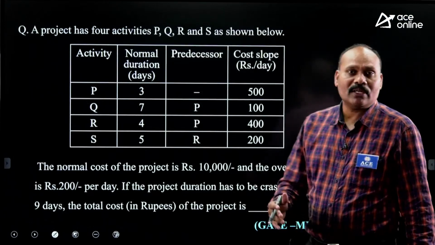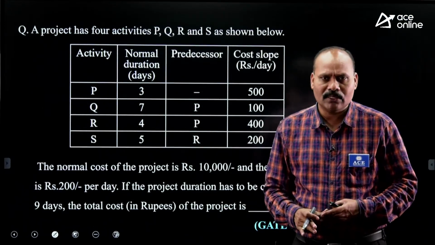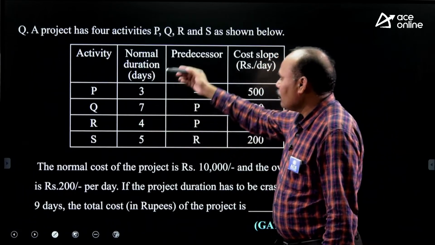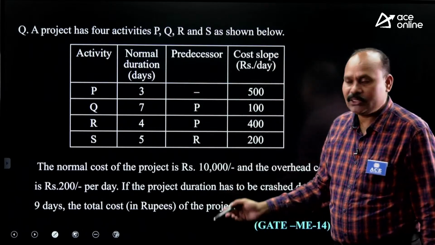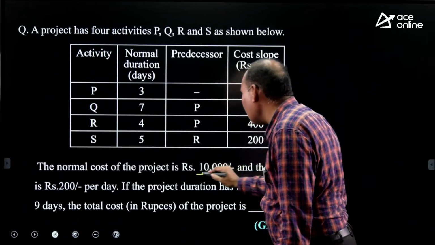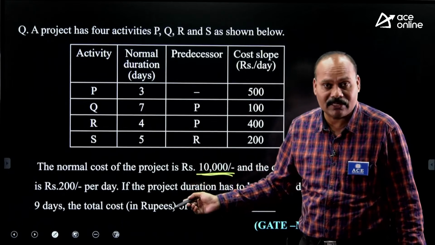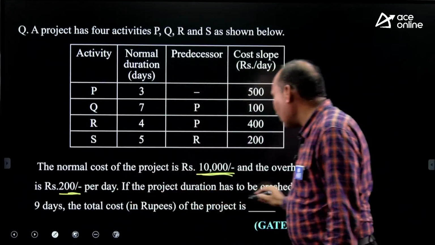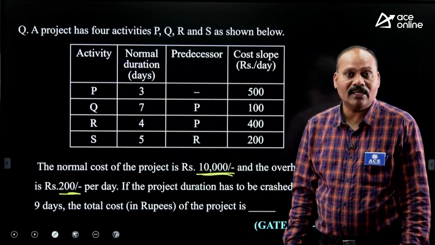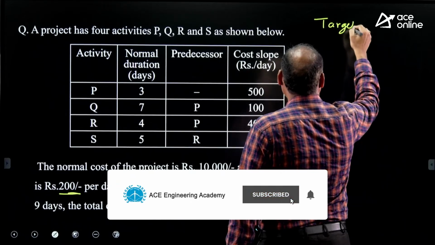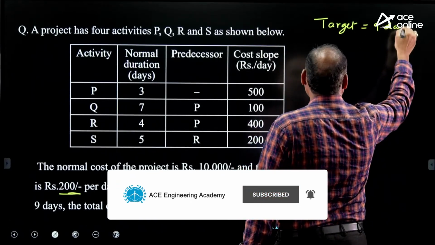Coming to the numerical, within 2 minutes you can answer this question. What was given? Activity, predecessor, normal duration and cost slope directly given, and normal cost is also mentioned: 10,000. Indirect cost is given as 200 per day. What is the target here? 9 days. 9 days is our target. So first I am taking the target, which is equal to 9 days.